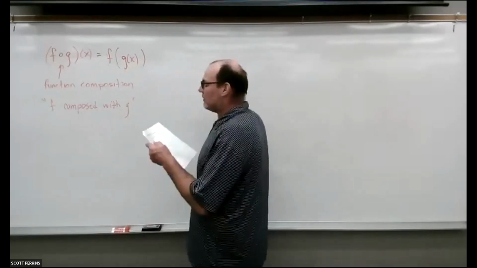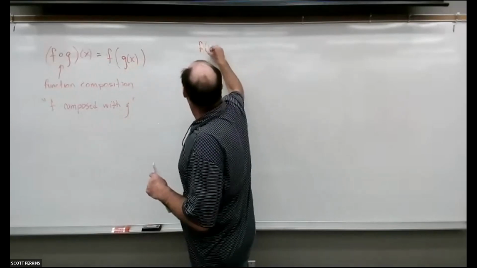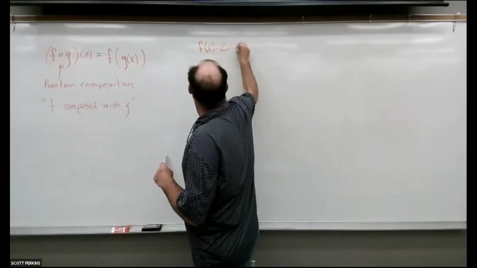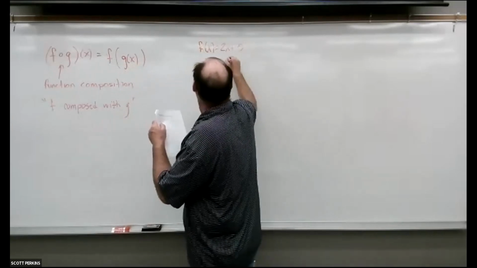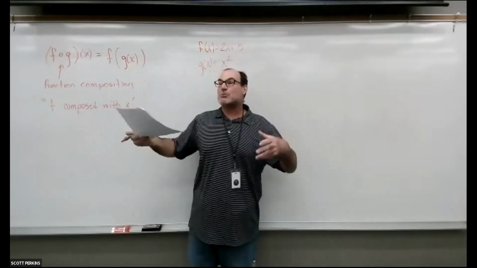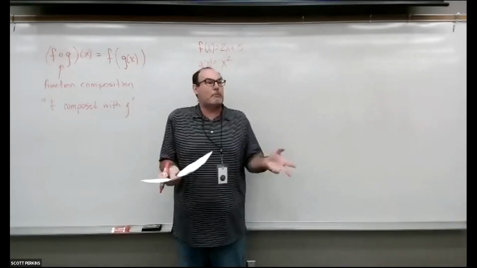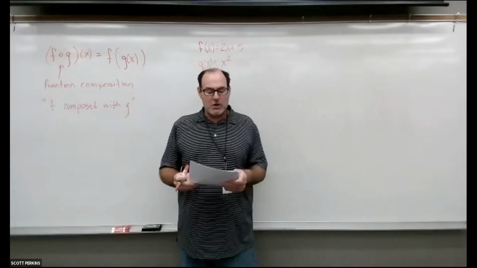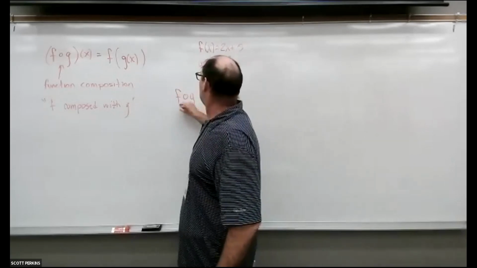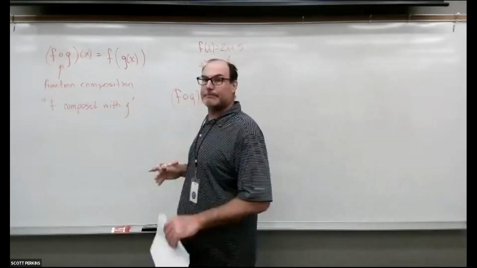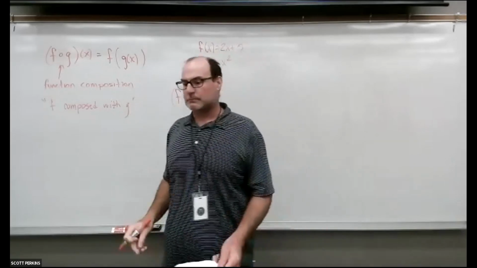So my first example says, all right, we've got f of x is equal to 2x plus 5, and g of x is equal to x squared. First, like we did with adding and subtracting and multiplying and dividing, we're going to do this for particular values. So the first thing I'm going to do is f composed with g of 3.